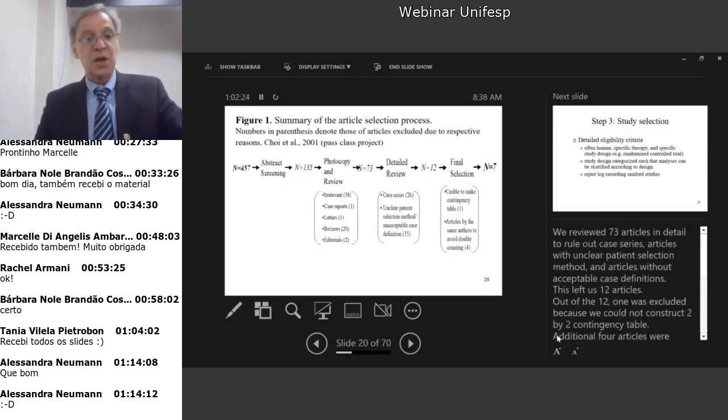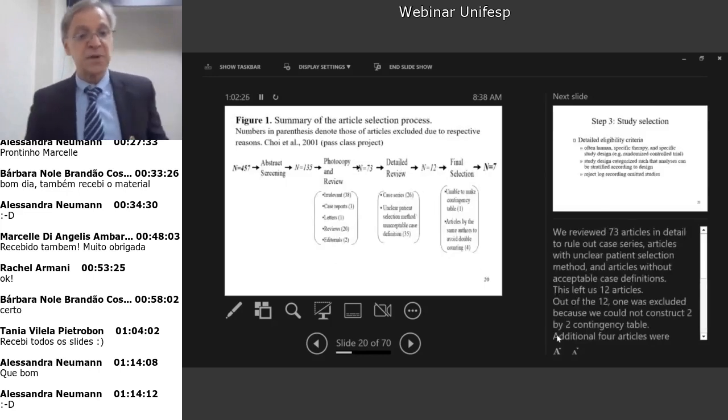Okay, so this is the summary of the article selection process. The numbers in parentheses denote those articles excluded due to the respective reasons. We've gone through that, right? But there's a little bit more. This one here goes for other reasons.